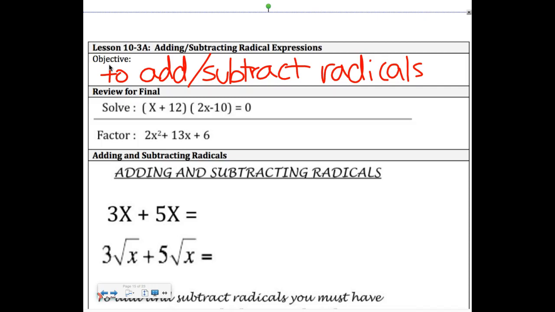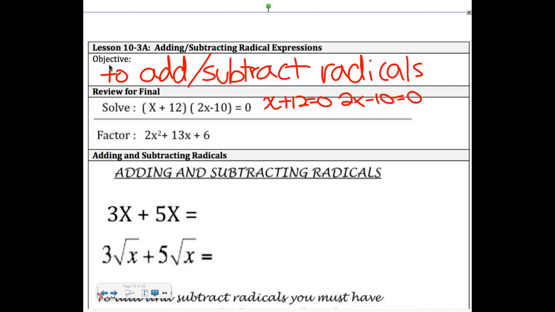Real quick, let's do these two final review problems because, reminder, we are getting ready for our final. This one said that we have to solve for our x's. Reminder, how many x's there are is how many answers you will have. I have this first parentheses here, and we're going to set them each equal to 0. So I'm going to say x plus 12 equals 0, and 2x minus 10 equals 0. And then from here we will solve both of these.